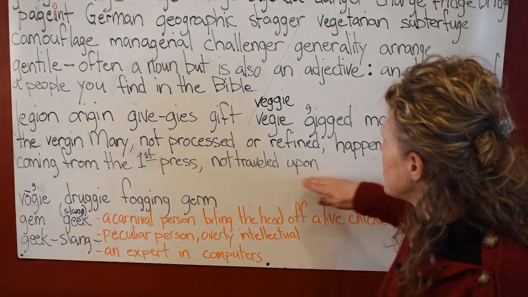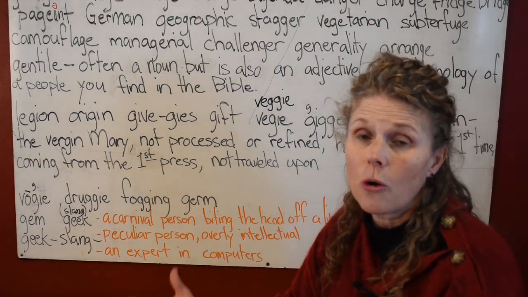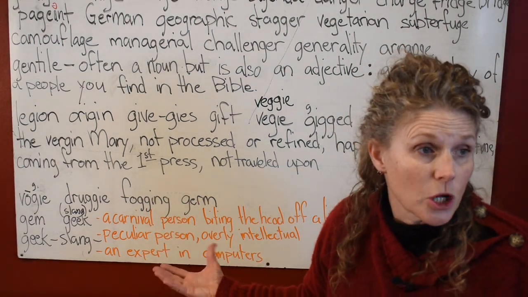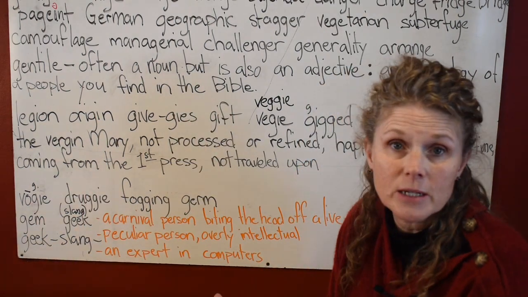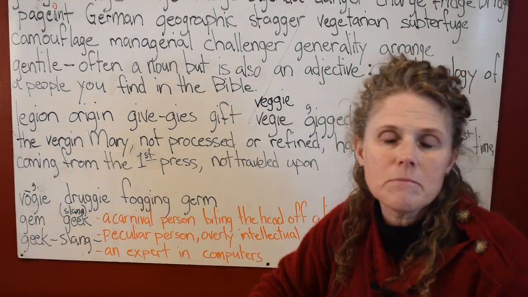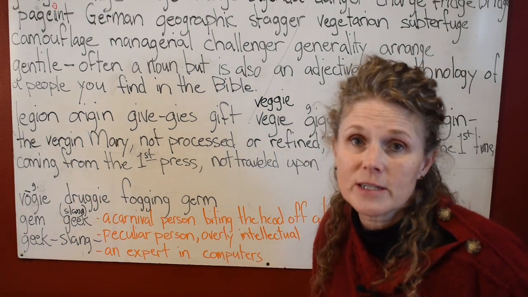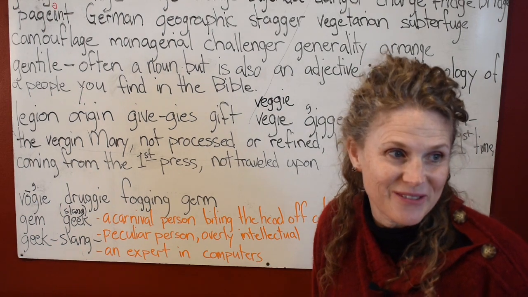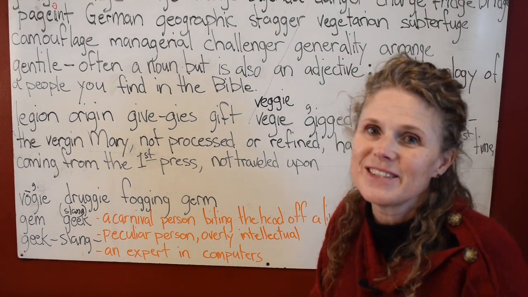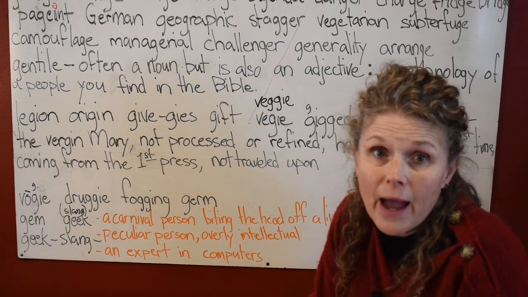And I thought this one was fun, not traveled upon. So virgin snow, it means that nobody's walked in it, nobody's passed through it. Or you can say a virgin forest. That means nobody's gone in and messed with the forest. We live in a forest, and this forest has definitely been messed with, right guys? We've cut down trees, we've done lots of things here, but this means that nobody has done that.